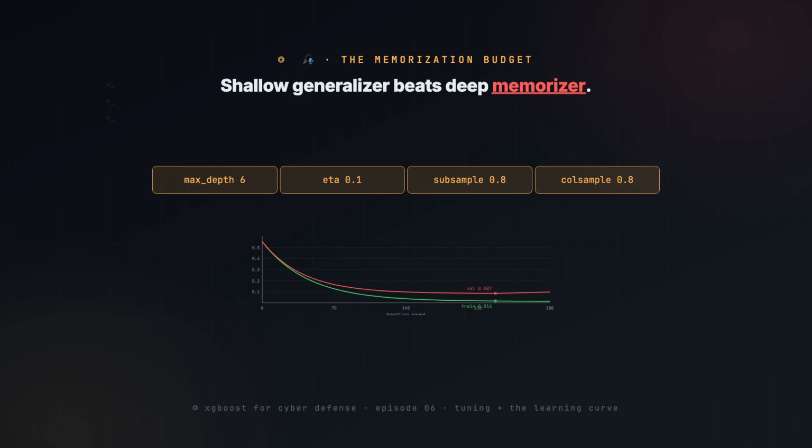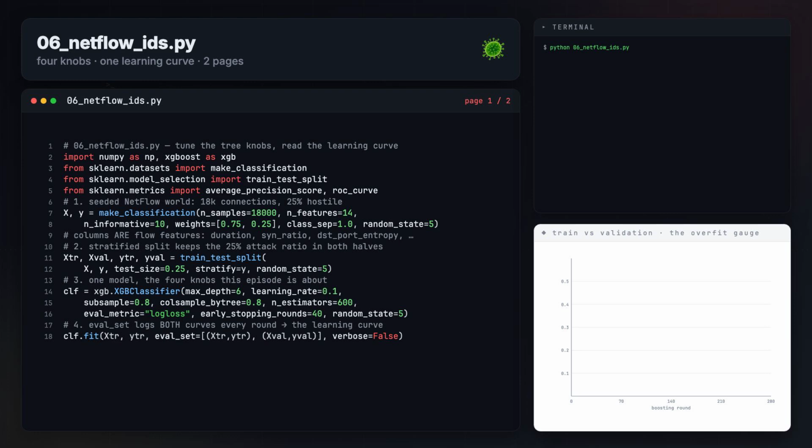Train curve heading to 0, validation curve bottoming and lifting, the gap at the bottom telling you the truth. A shallow generalizer beats a deep memorizer on flow noise every single time, and the chart proves it before you ever ship. Open 06 netflow IDS.py.